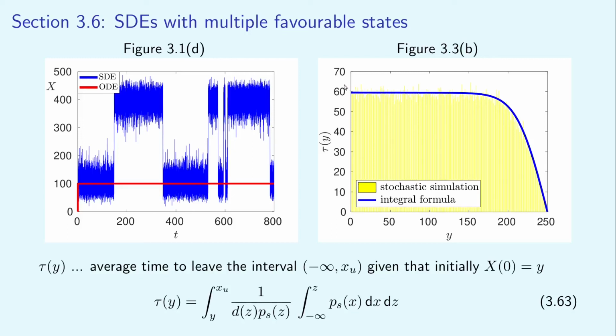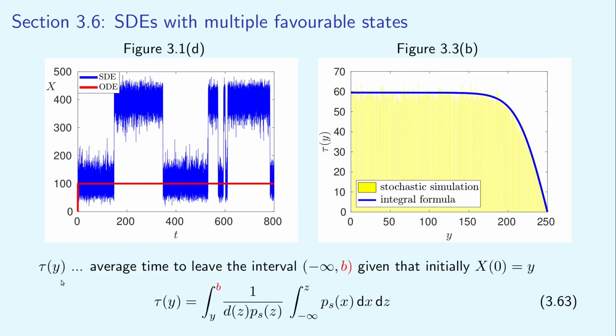And this value does not seem to depend on the starting condition as long as it is less than about 150. Here I would like to note that we have never used in our derivation that xu is the unstable steady state. We only use it at the end, when we calculate the mean switching time as twice the value of the escape time, which is 2 times 60 equal to 120. In particular, this formula is valid for other intervals as well. If we define tau(y) as the average time to leave the interval (minus infinity, b) for arbitrary b, we would obtain the same formula, where xu is replaced by b.